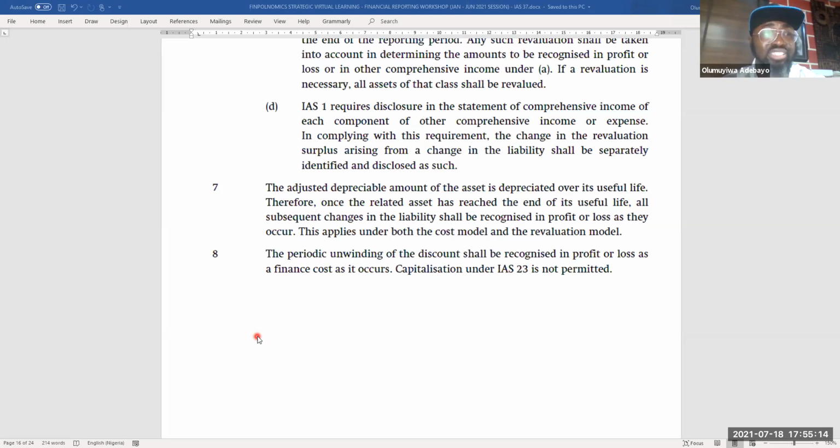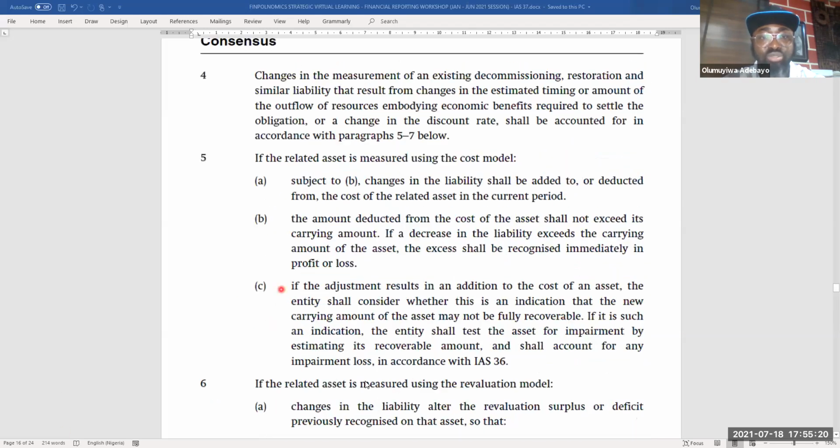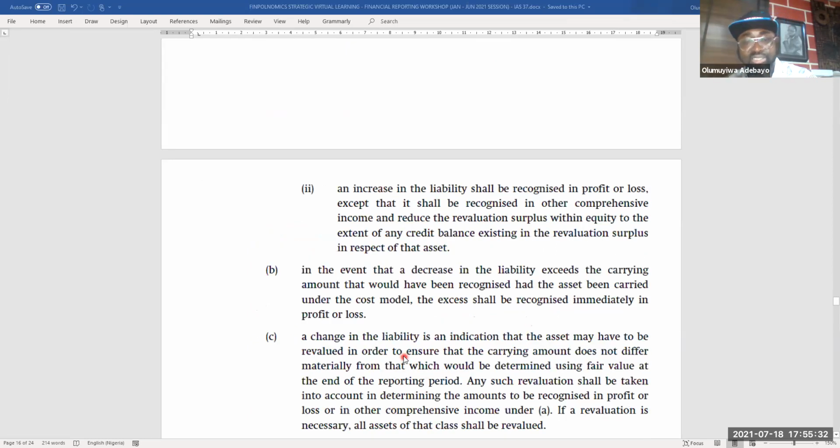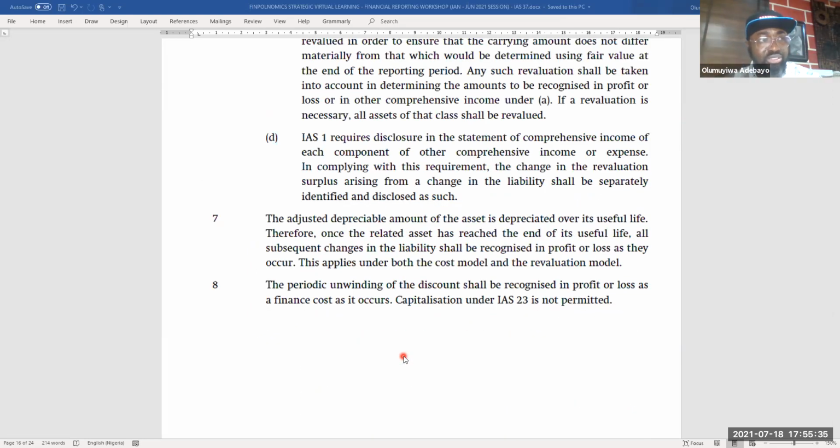The only exception to all of what I've discussed is the one that relates to increases that reflect the passage of time, which is the unwinding of discount, which is synonymous to the example we did earlier, which I'll show you once again. In that situation, a periodic, usually yearly, unwinding of discount shall be recognized as a finance cost or finance charge in your profit or loss as they occur. And this is not within the scope of IAS 23 borrowing costs that require capitalization. Rather, such will be expensed ultimately in your profit or loss.